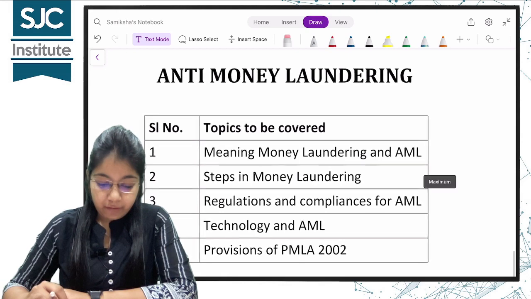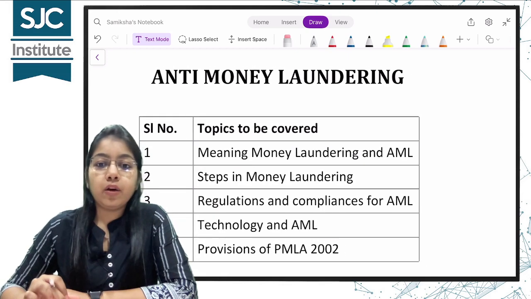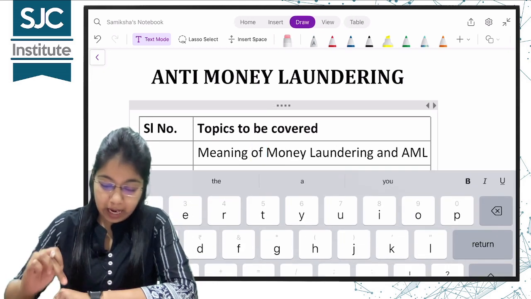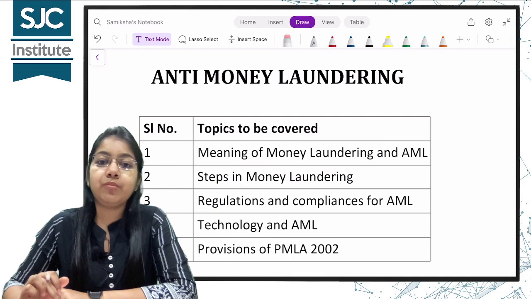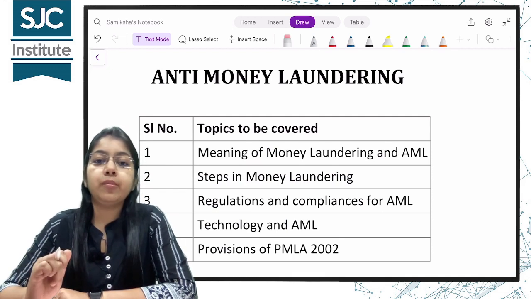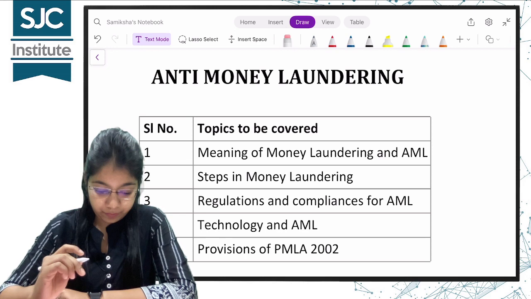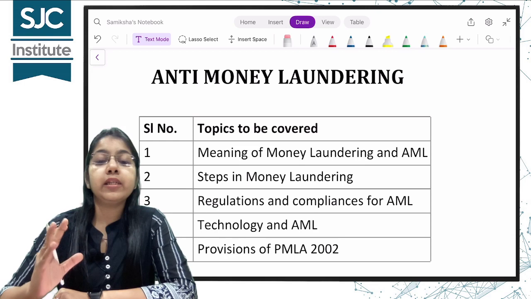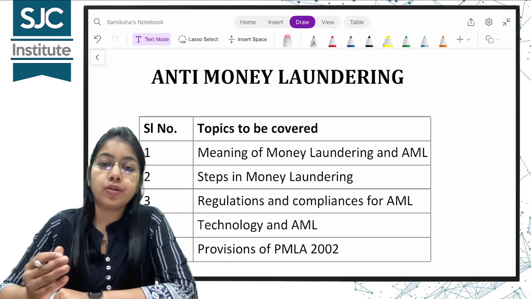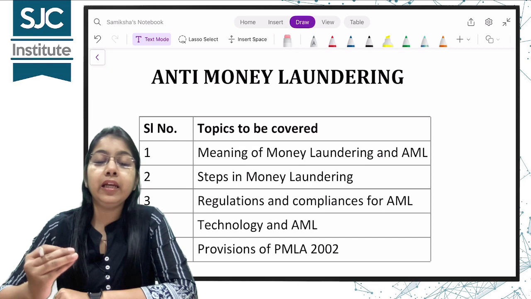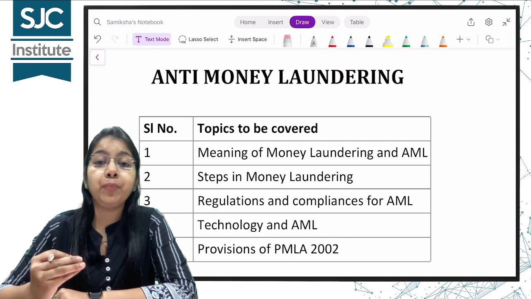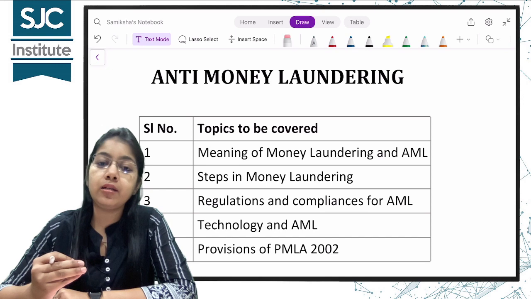These are the topics that we'll be covering: meaning of money laundering and anti-money laundering. AML stands for anti-money laundering. Then the second topic, we'll be studying the steps in money laundering, regulations and compliances for anti-money laundering. How is technology related to anti-money laundering? How can technology help us in the prevention of money laundering? And finally, the provisions of PMLA 2002, that is your Prevention of Money Laundering Act 2002.